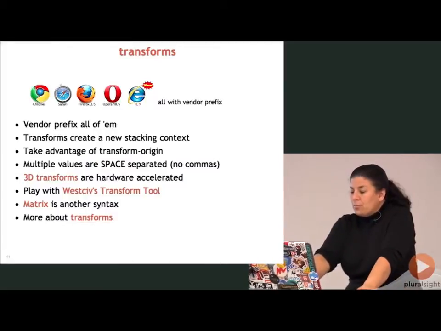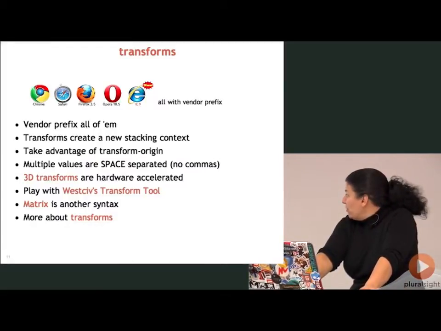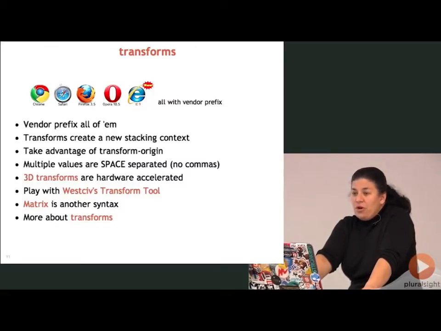I'll show you what transform origin means. Multiple values are space separated. 3D transforms are generally hardware accelerated. Sometimes 2D transforms are also.